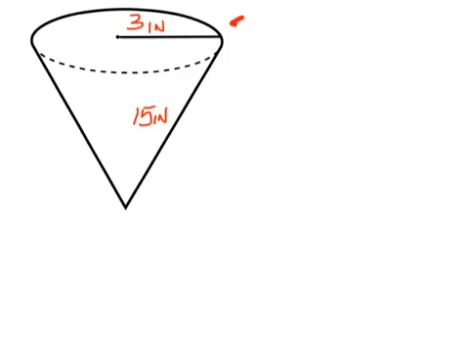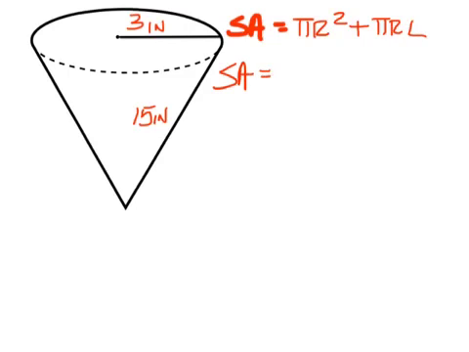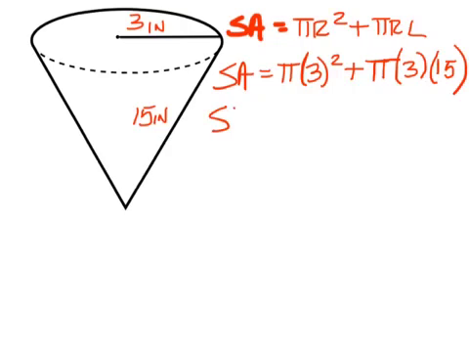To find the surface area of this cone, start with the formula. Surface area equals pi r squared plus pi r L. L is the slant height. Plug in what you know. Pi times the radius squared is pi times 3 squared. And then plus pi times 3 and then times 15.